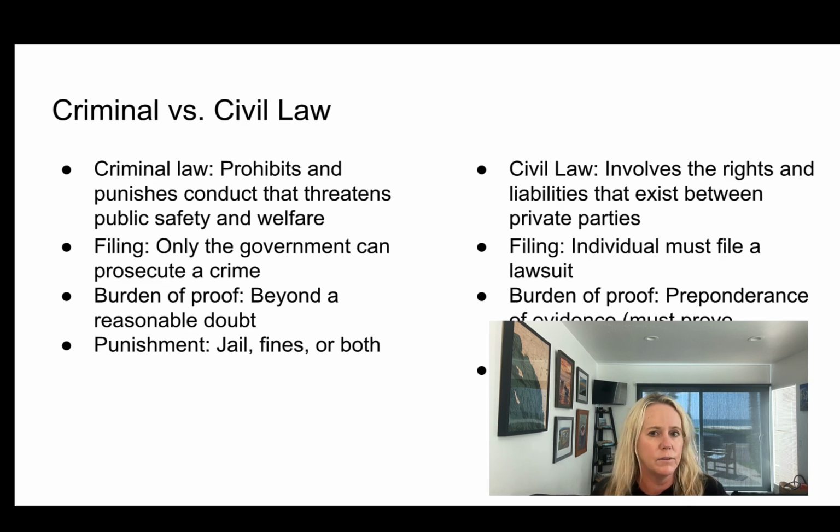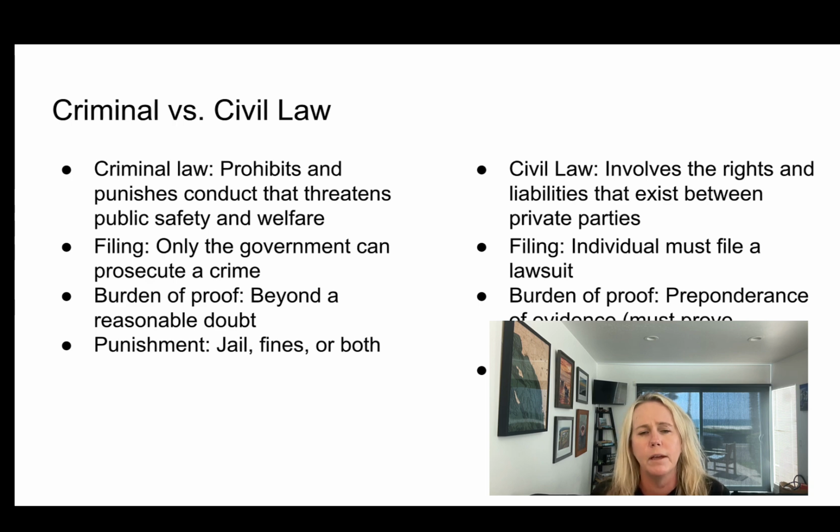The government prosecutes a crime, and with civil cases, it's the individual who is harmed. And in fact, the victim really doesn't have a say in whether or not the government chooses to prosecute. Once the crime has been committed, the case is not the victim versus the perpetrator, it's the government versus the perpetrator. So even if a victim says, I don't want this person to be prosecuted, the government can say, well, thank you for sharing your thoughts, but we're going to prosecute them anyways.